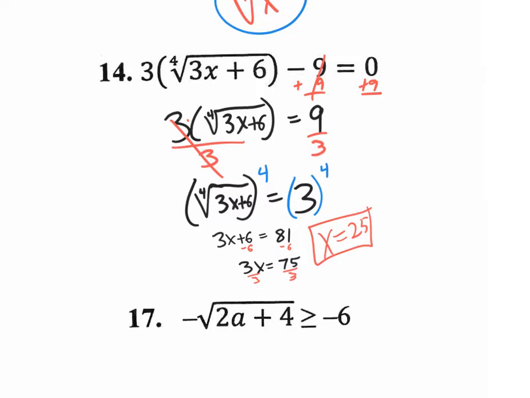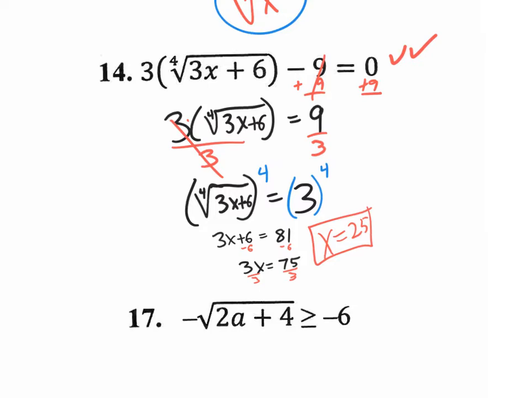Let's plug in 25 right here. 3 times 25 is 75, plus 6 is 81, right? The fourth root of 81, believe it or not, is 3, right? You could do it on the calculator. You could think 3 times 3 is 9 times 3 is 27 times 3 is 81. So this is really just 3, and 3 times 3 is 9, and 9 minus 9 really is 0. That's the double check. Again, I didn't show my work. I just did it in my head.